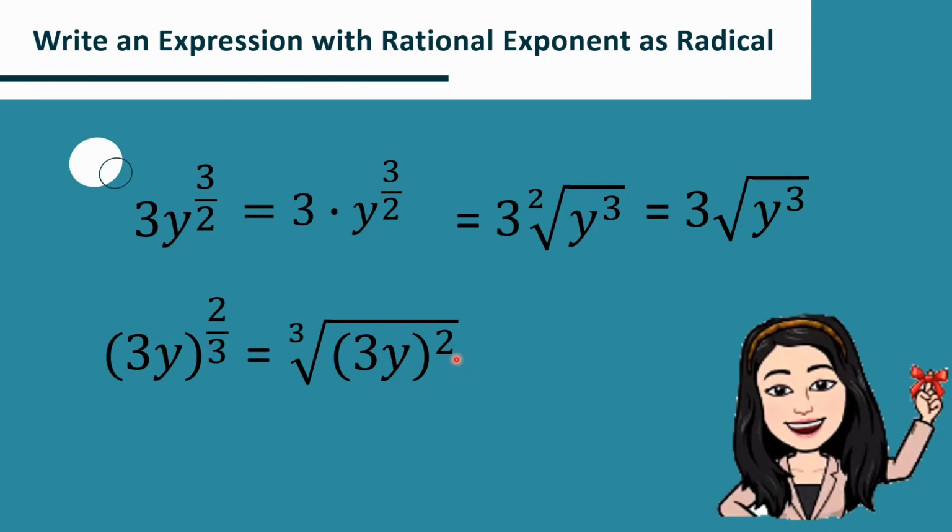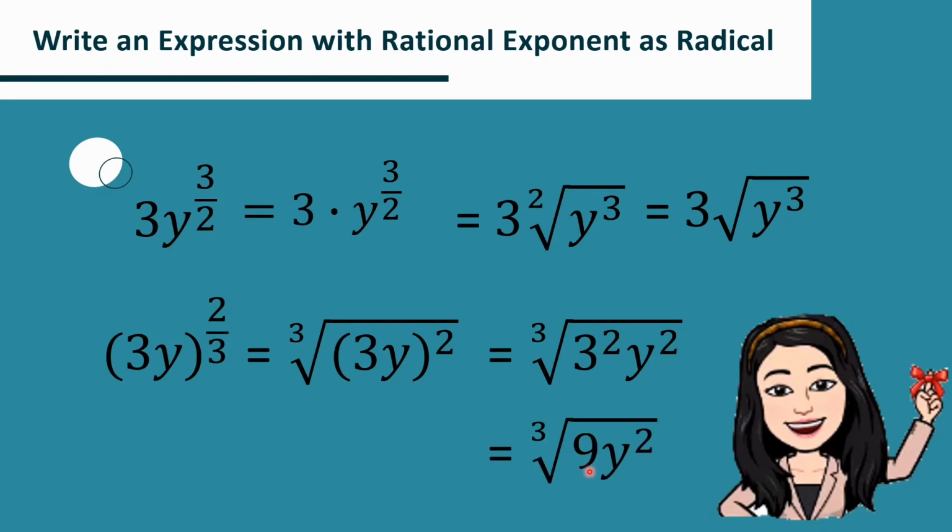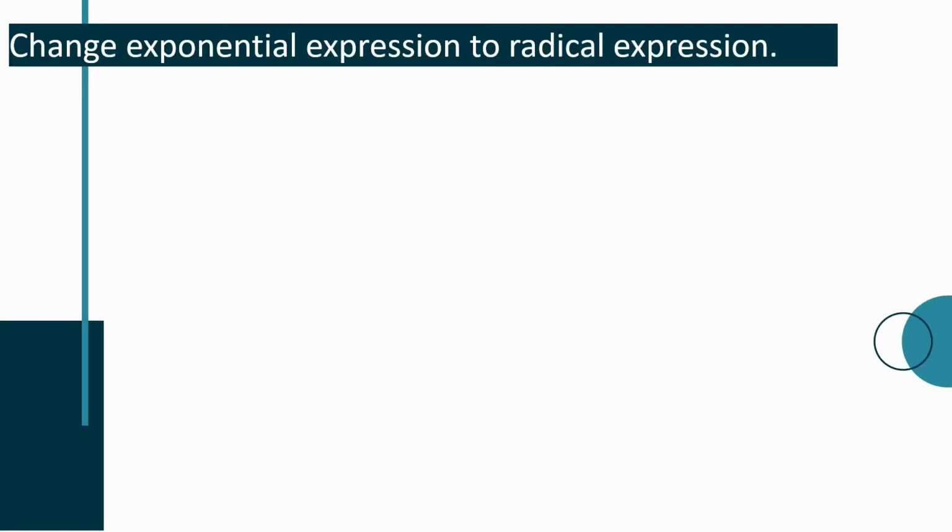Now, simplifying it, syempre, apply natin yung laws of exponent na power of a product rule. So, i-distribute natin si 2 kay 3, si 2 kay y. So that is 3 squared, y squared. Now simplify. 3 squared is 9, then copy y squared. Kaya pa bang kunin ang lowest term ng 9? Meron ba tayong number na pag minultiply 3 times ay 9 ang sagot? Okay, wala na po. So therefore, this is our final answer. We have cube root of 9y squared. I hope naunawaan natin how to change exponential expression into radical expression.